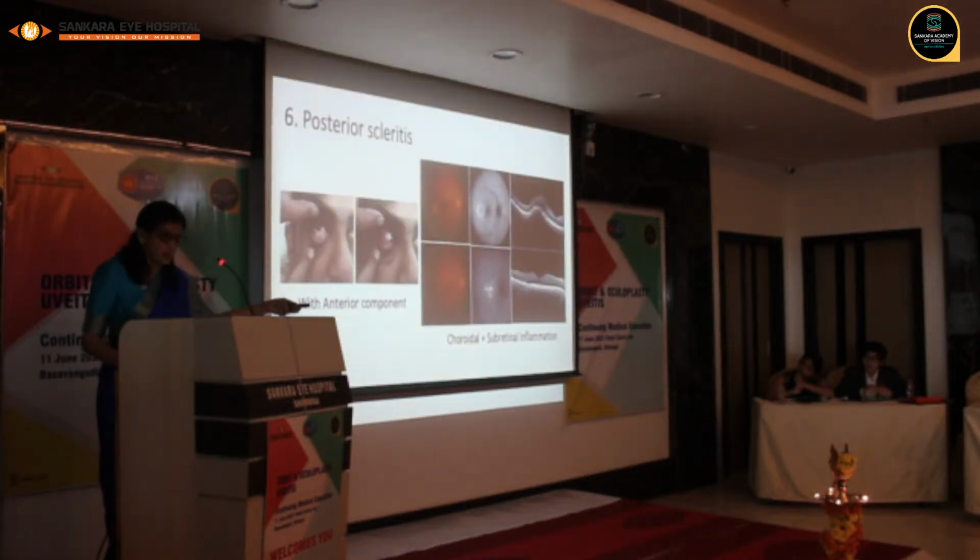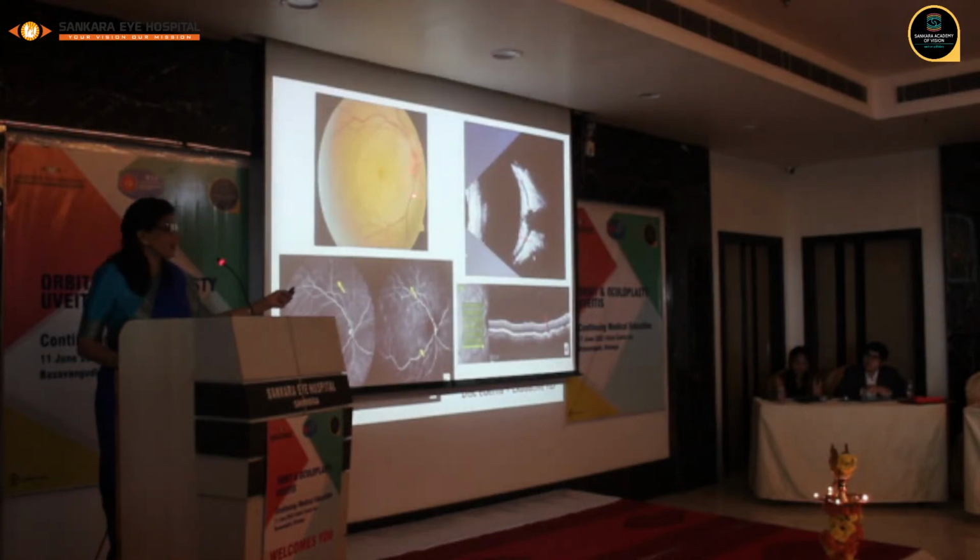Now, an important other finding is the posterior scleritis. Earlier, we were localizing it to autoimmune, but we do see a lot in infections as well. As in this case, and they generally have an anterior component as well. So this is actually a tubercular choroiditis, but had an anterior as well as a posterior scleritis. And this is how classically it presents.